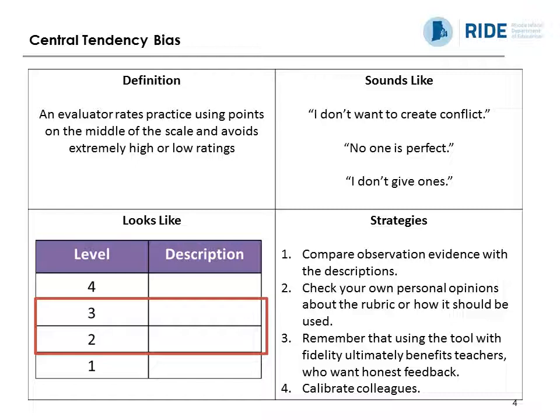Central tendency bias is present when an evaluator rates practice using points on the middle of the scale and avoids extremely high or low ratings. There may be many reasons why an evaluator intentionally or unintentionally does this. For example, some evaluators may want to avoid potential conflict among teachers. Others might hold personal beliefs about whether a 4 is attainable or whether a 1 is too low. However, it's important to make sure the level descriptor for a rating reflects what you observed. Otherwise, educators may distrust the system or feel disheartened.